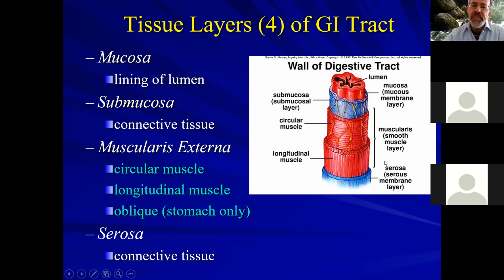Outside of the muscularis externa, we have the serosa, which is otherwise known as the serous membrane. You know, we've spoken a lot about the pleural membrane for the lungs. We've spoken about the pericardial membrane that surrounds the heart. This right here, the serous membrane, is what surrounds the digestive tract, and it's primarily connective tissue.